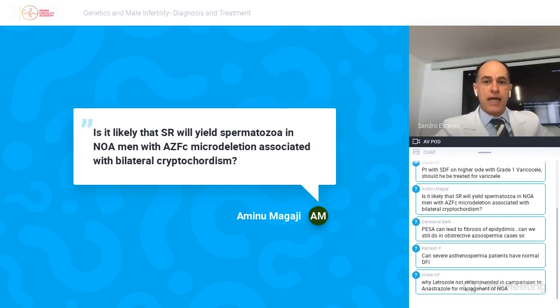However, if the orchidopexy has been carried out later on, then the results will be much lower, but still, you will be able to find sperm in about 20% of cases in which you have the combination of AZFc microdeletion associated with bilateral cryptorchidism. So the counseling of this patient will be different. I would say, well, now you have a condition which aggravated your genetic background explaining your male infertility with AZFc, but still the chances of finding sperm in that case scenario will be around 20%.